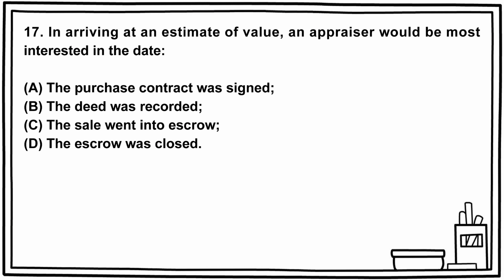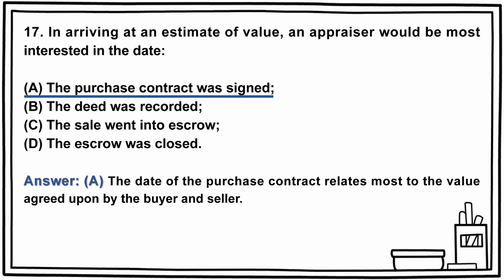17. In arriving at an estimate of value, an appraiser would be most interested in the date: A. The purchase contract was signed. B. The deed was recorded. C. The sale went into escrow. D. The escrow was closed. Answer: A. The date of the purchase contract relates most to the value agreed upon by the buyer and seller.